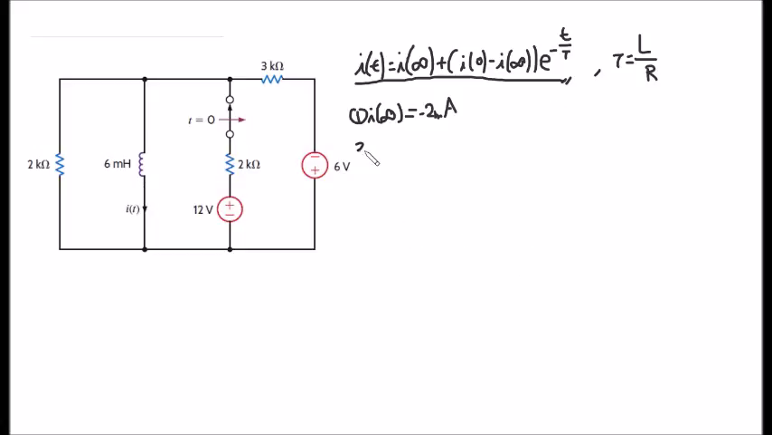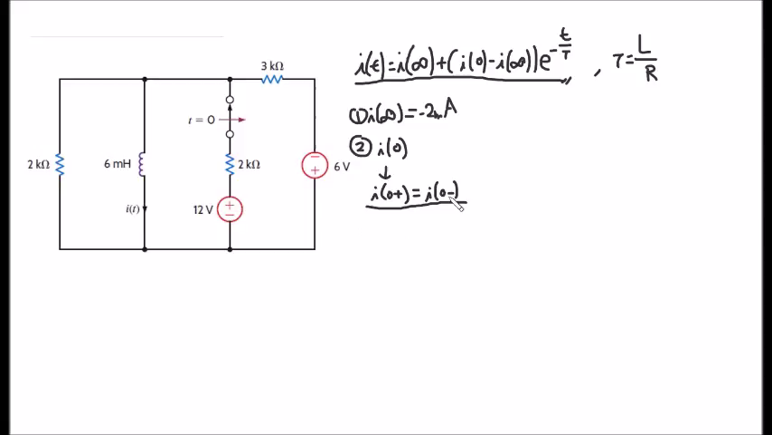Now the next value that we need to find is I of 0. Now this in fact is I of 0 plus. Now this means the moment just after the switch is open. But in this case, it is the same as I of 0 minus because current flowing through an inductor cannot change instantly. And since this equation is always true, let's find the value of I of 0 minus.